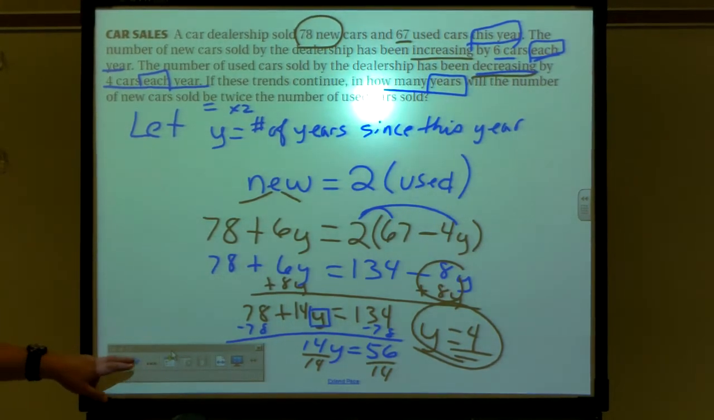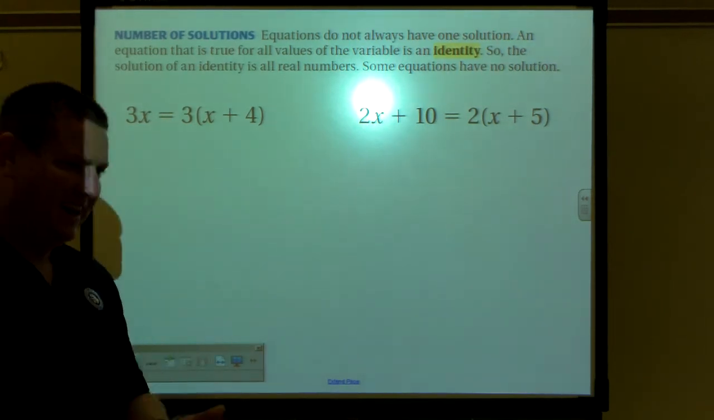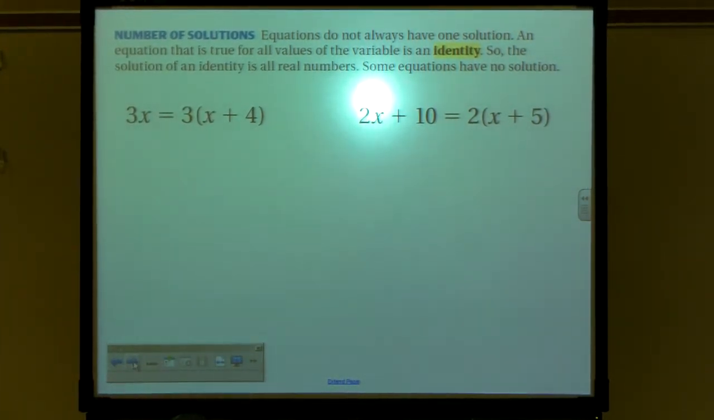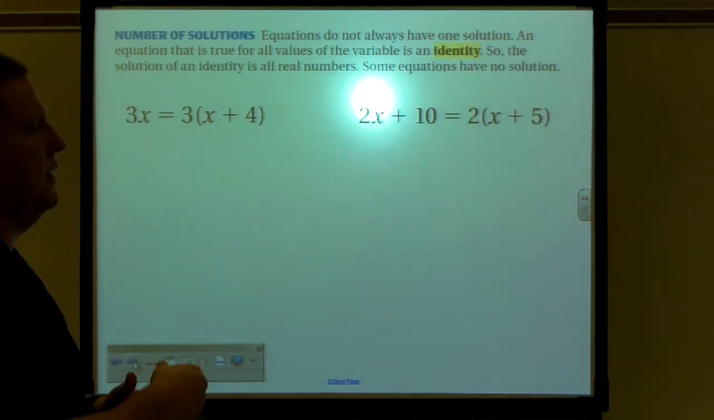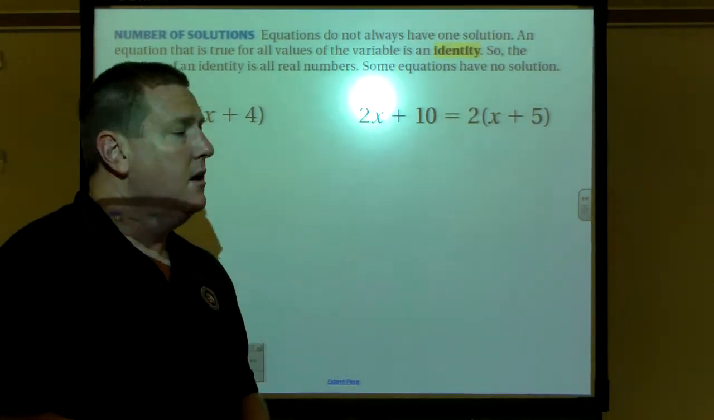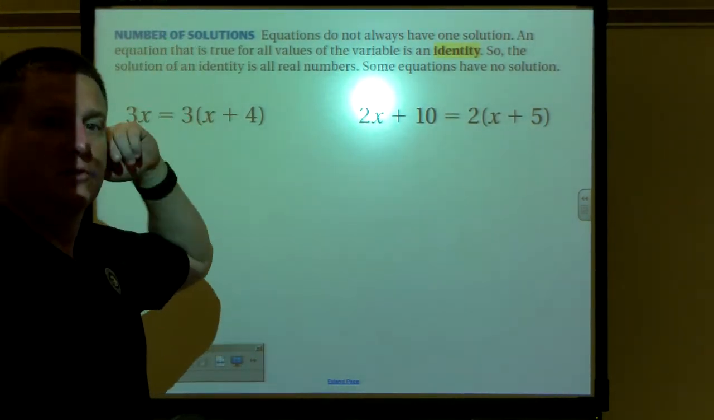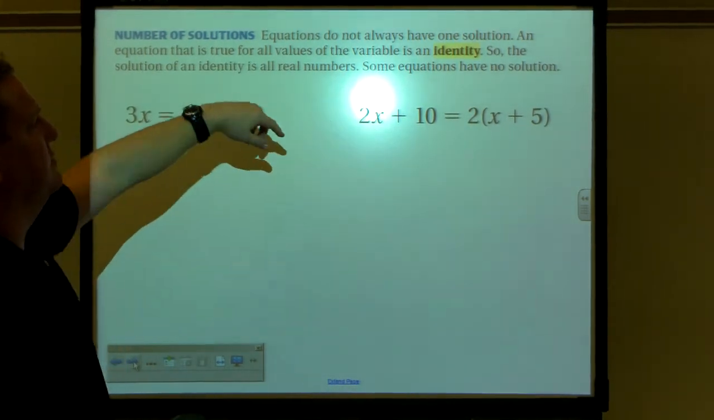Okay, we've got one more thing here called identity problems or identity equations. And it has to do with how many solutions an equation has. We're going to find out now that sometimes our equations will have one solution, but sometimes they'll have either no solutions or an infinite amount of solutions for the variable. Okay, so number of solutions. Equations do not always have to have one solution.